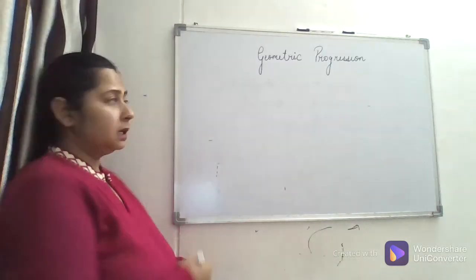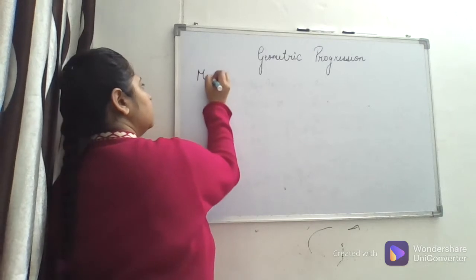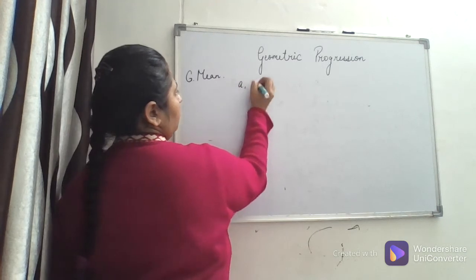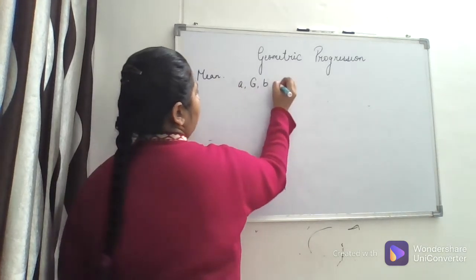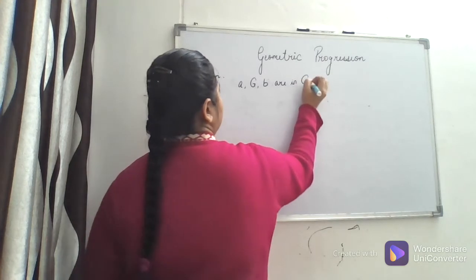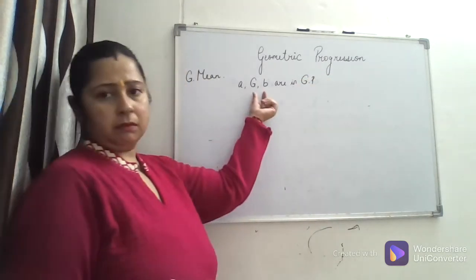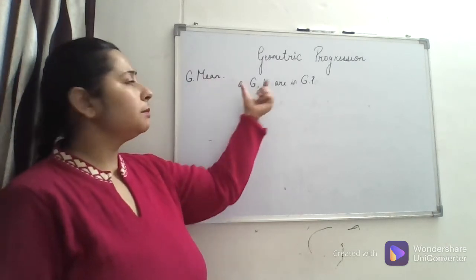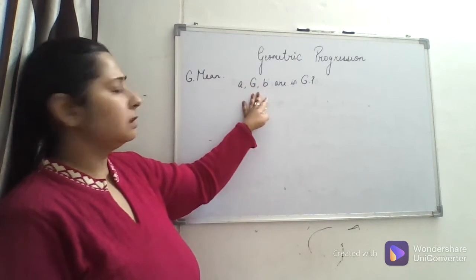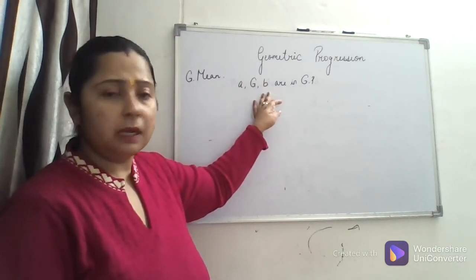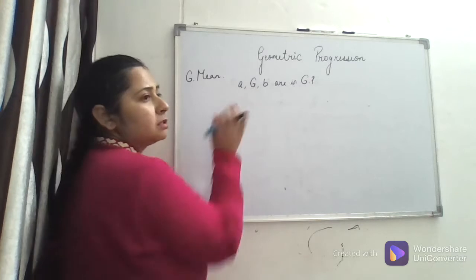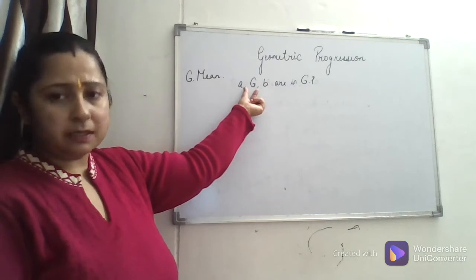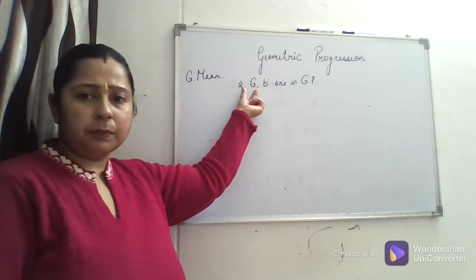Now geometric mean. Geometric mean means if A, G, B are in GP, then the middle term is considered your geometric mean. If three numbers are in GP, then the middle term is called your geometric mean. Then how to find out this geometric mean? I've written geometric mean as G over here so that it is easy for us to understand. I hope you're understanding the topic now.